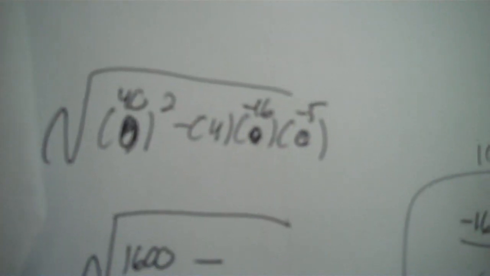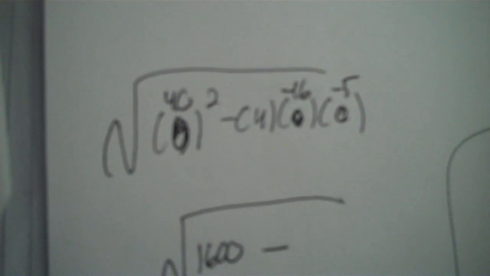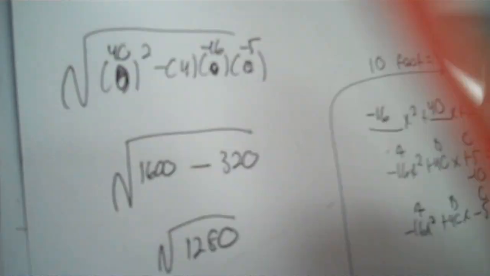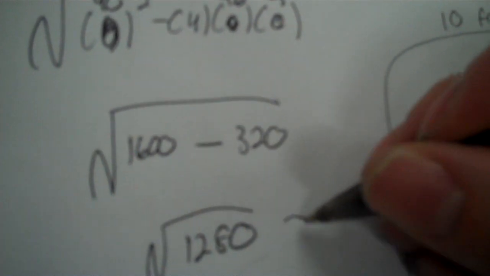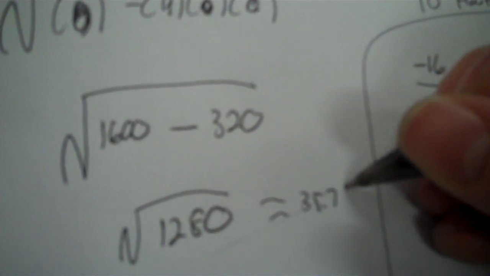40 times 40 is 1,600. 4 times negative 16 times negative 5 is going to be 320, and I subtract, I get 1,280. Square root that. That's an irrational decimal, so I don't need a factor. I can go to the quadratic formula.